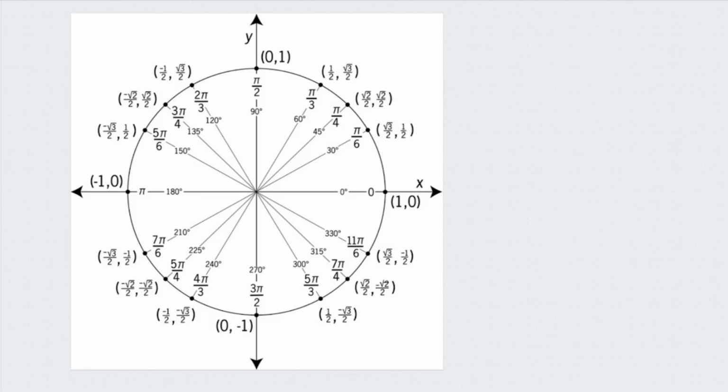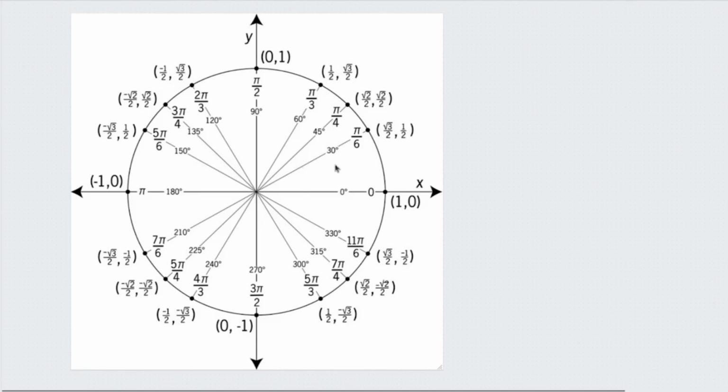Today's going to be a quick one. I just wanted to go over a good way that I found to think about how to convert between radians and degrees. So just looking at the unit circle here, you can see that pi over 6 would correspond to 30 degrees, pi over 4 to 45, and then so on and so forth, pi over 2 to 90.